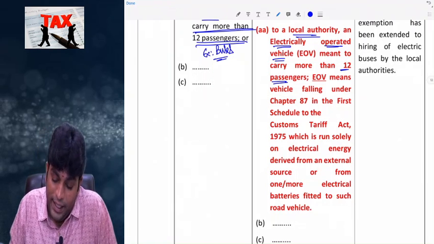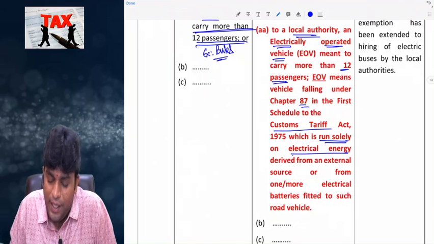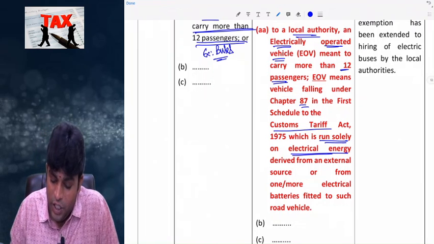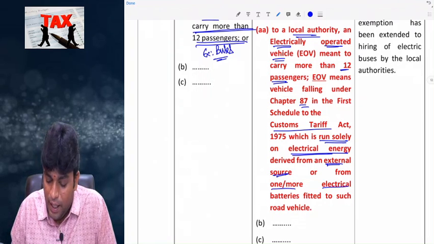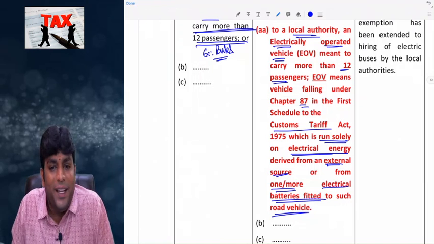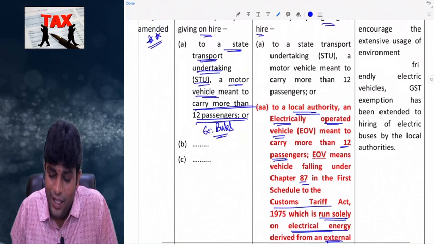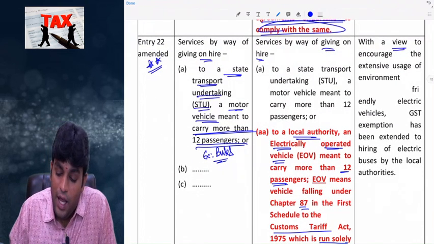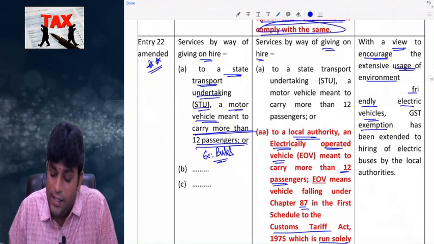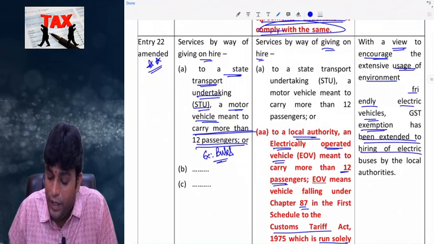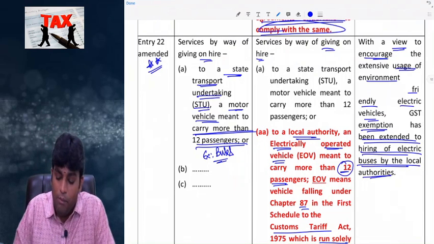falling under Chapter 87 of the First Schedule to the Customs Tariff, which is run solely on electrical energy derived from an external source, charging, or from one or more electrical batteries fitted to such road vehicle. Batteries fixed internally or by way of charging. With a view to encourage extensive usage of environment-friendly electric vehicles, GST exemption has been extended to hiring of electric buses by the local authority. You have to observe that word, more than 12 passengers.